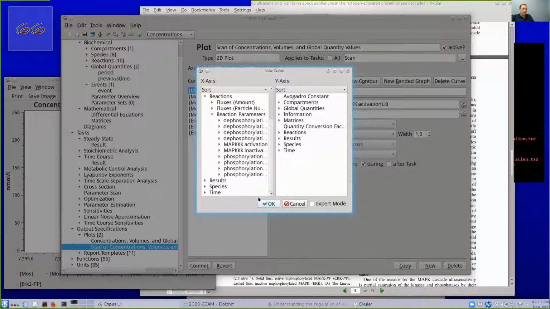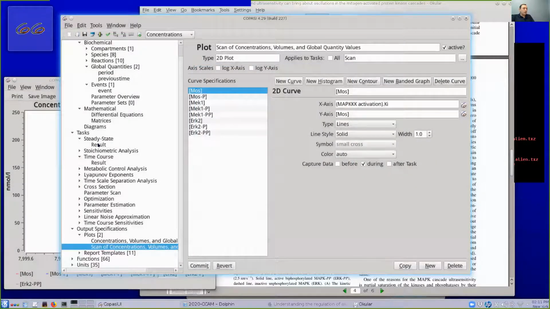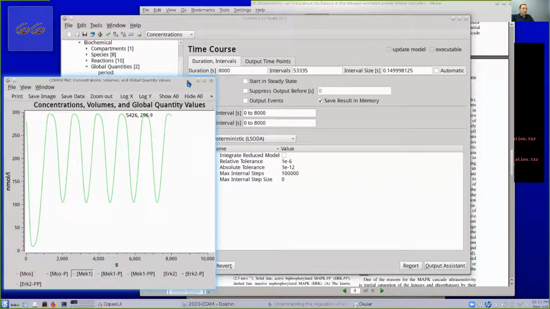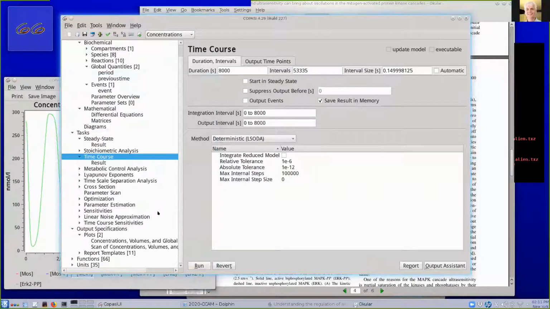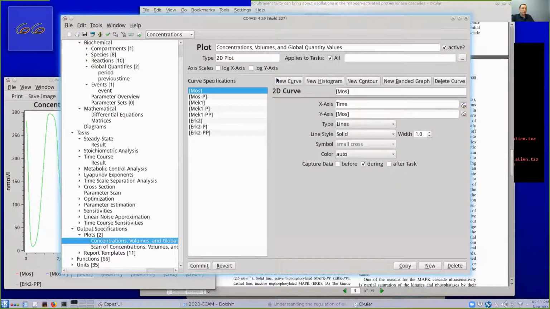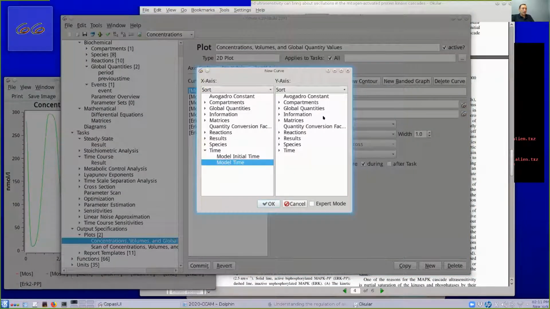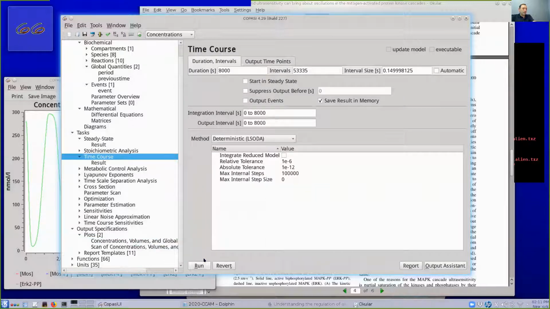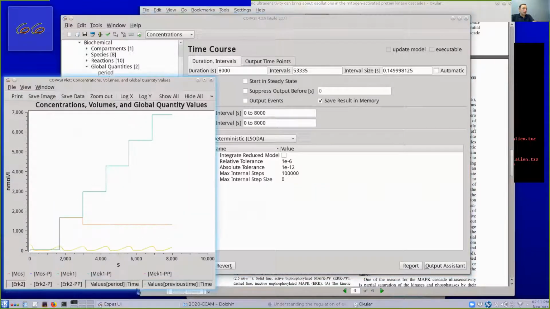So I'll show you the value of, actually I can show you that straight away before I show this thing that I was going to show. So when you run the time course, I have to add that variable. Because I had created this before, I'm going to need to add a new curve to this, which is my two variables. So now if I run again, I now have also the period and the previous time. Previous time is really the times when it happens.